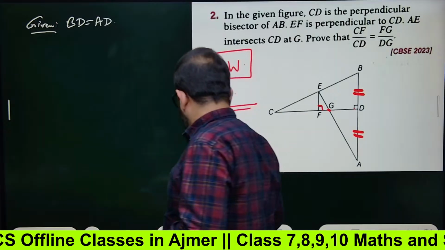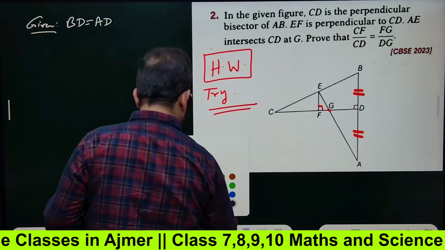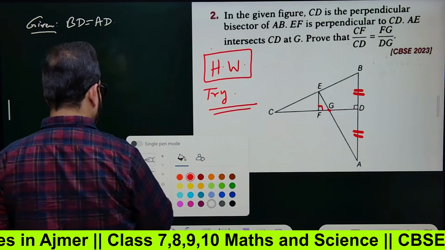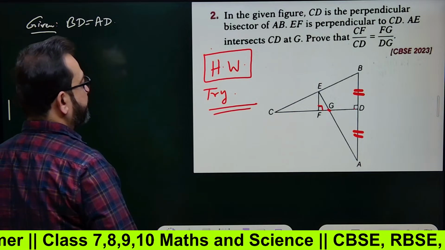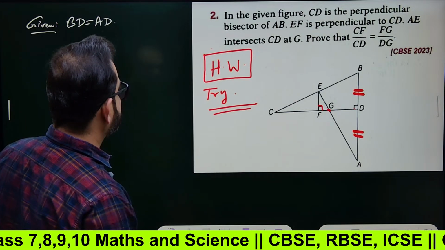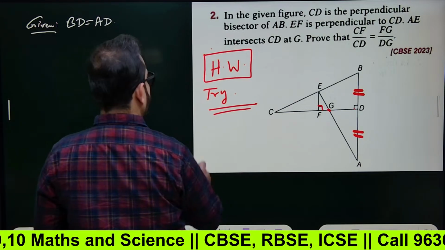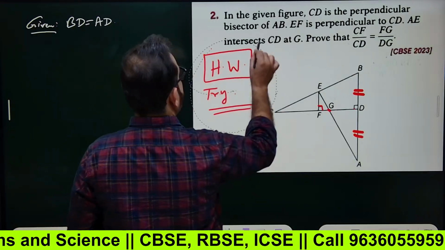This was homework, I guess. Anyone tried? Anyone of you must have tried. So tell me in the comment section. Question is in the given figure, CD is perpendicular bisector of AB. So let's solve this one.